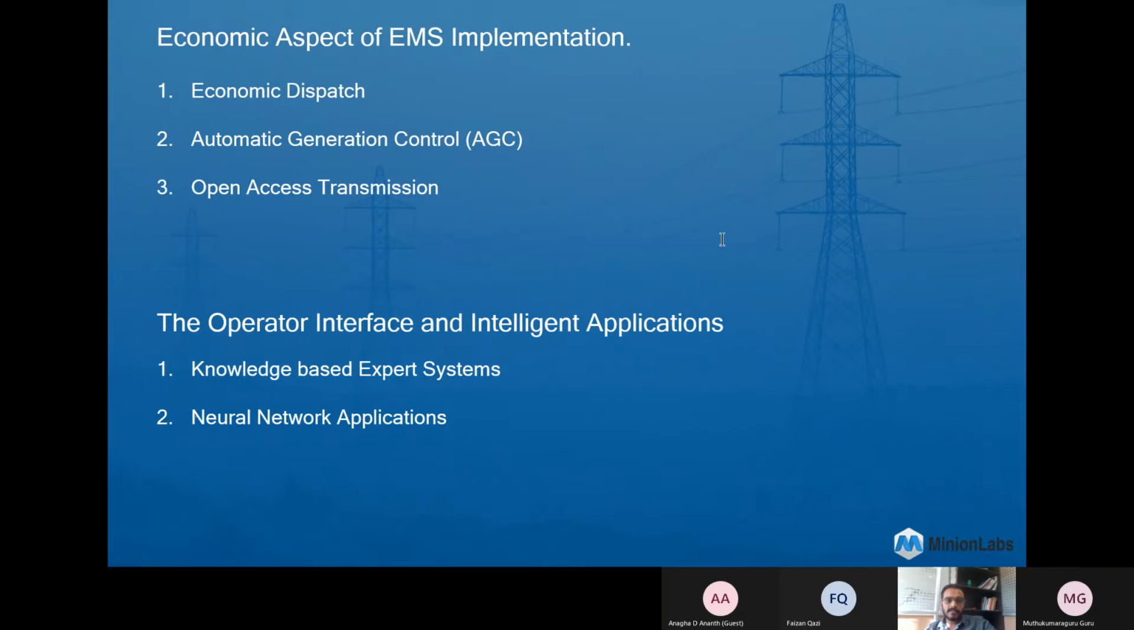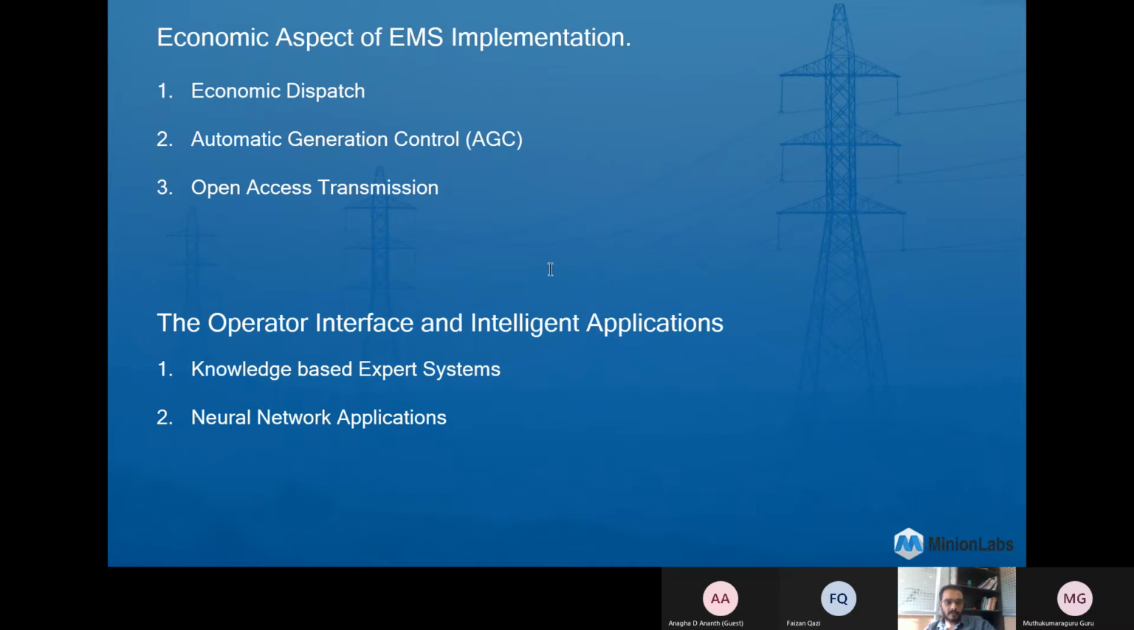Traditional economic dispatch calculations take account of network losses through the use of incremental loss factors. The state of the art method of accomplishing this is called optimal power flow, that is OPF, which minimizes the generation cost while taking account of the entire transmission system and all its constraints.